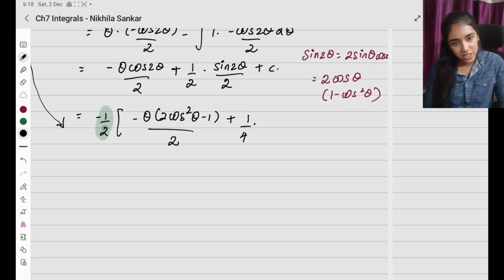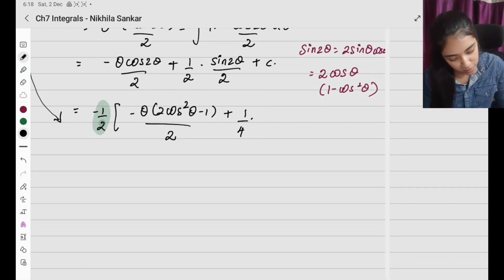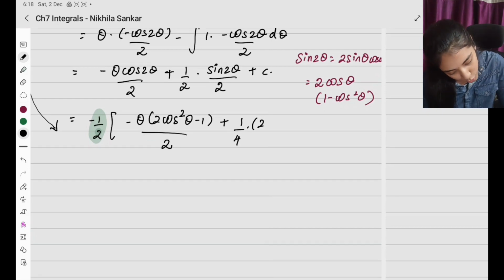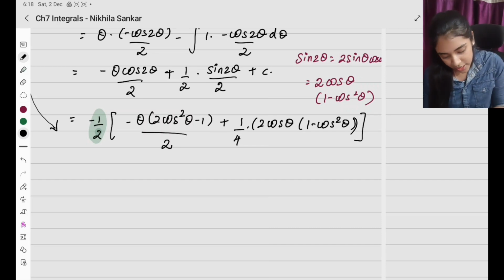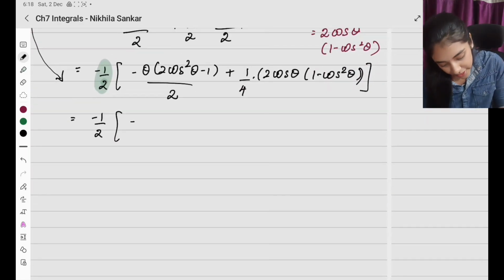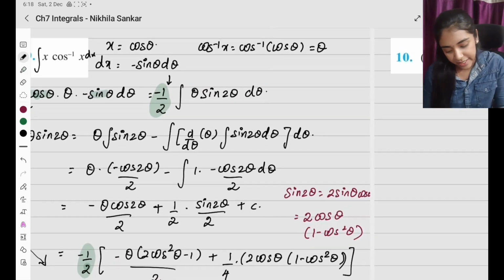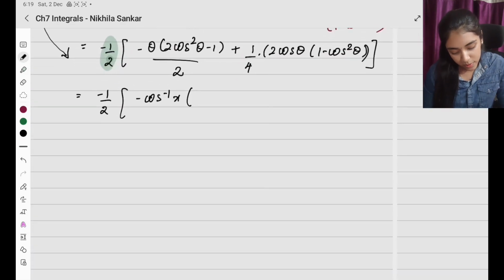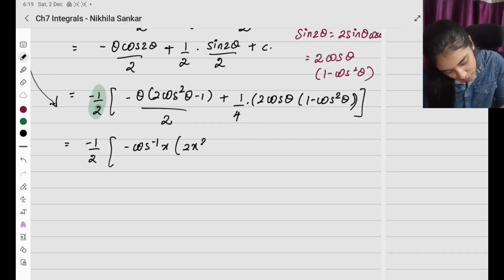The final answer should always be written in the form given in the question. That's why we're making so many substitutions. So sin 2 theta is nothing but 2 cos theta times the square root of 1 minus cos square theta. So this is minus 1 by 2 times, now let's substitute for theta. Theta is going to be cos inverse of x. So I have minus cos inverse of x times 2 cos square theta. Cos theta is x. From here I have x equals cos theta and theta equals cos inverse of x. So I have 2 x square minus 1 divided by 2, plus 1 by 4.